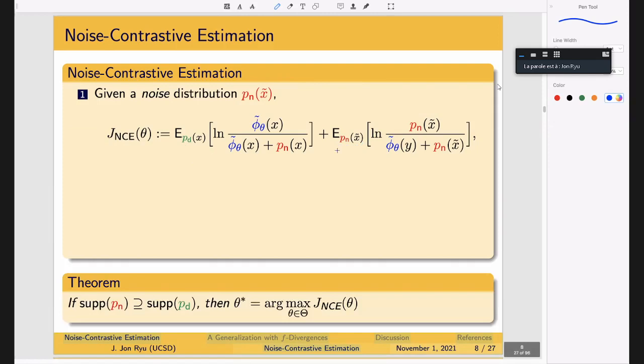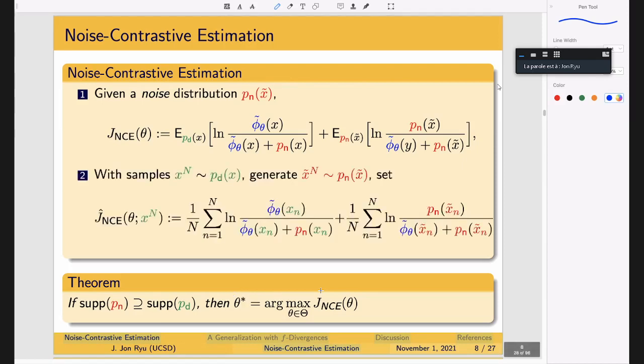And what we can prove is that if a given noise distribution Pn satisfies that its support subsumes the support of the data generating distribution, then theta star, the parameter we are looking for, is the maximizer of J_NC(theta). And I'm gonna prove why this is the case in the next slide. So you can believe me for now.